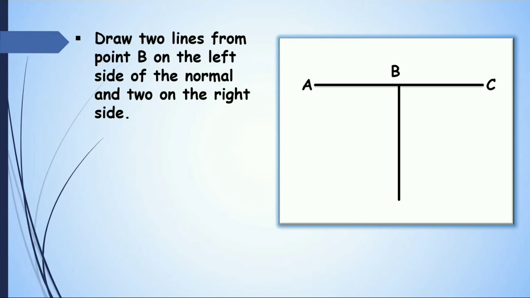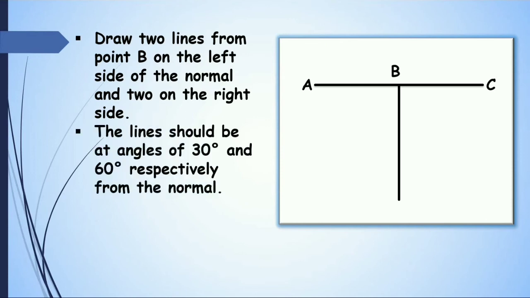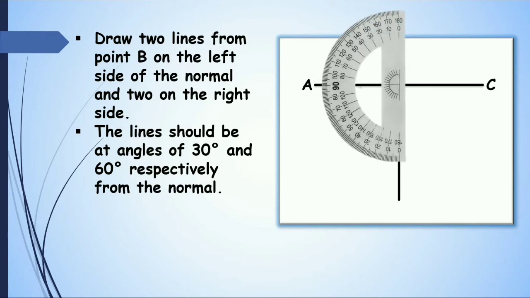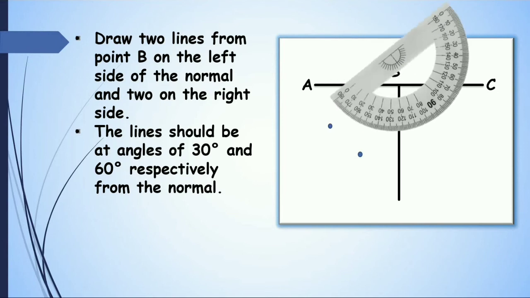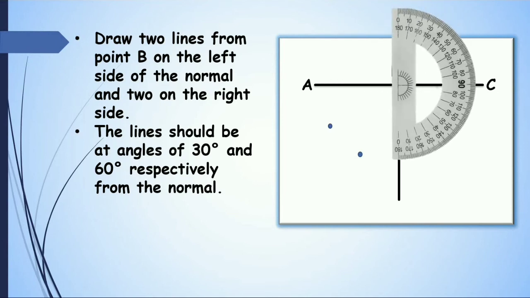Draw two lines from point B on the left side of the normal and two on the right side. The lines should be at angles of 30 degrees and 60 degrees respectively from the normal. Do remember, not from AC, they should be drawn from the normal. Take a protractor and mark the 60 degrees and 30 degrees on the left-hand side of the normal, and mark the two points at 30 degrees and 60 degrees again on the right.